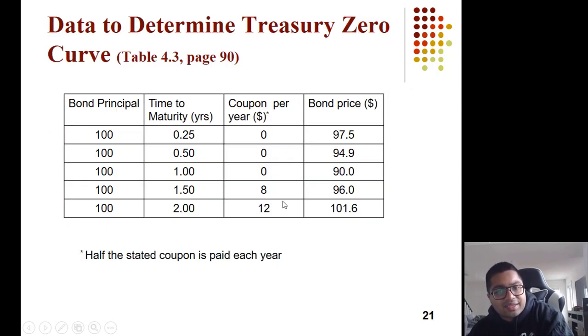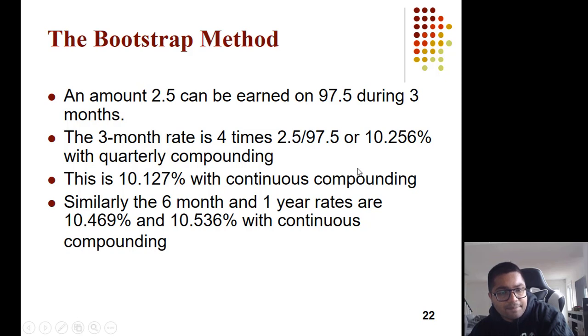Similarly, the 6-month and 1-year rates are easy. It will be 100 divided by 94.9 to the power of 1 by 2 in this case, minus 1. You can find it easily by using the present value and future value function.